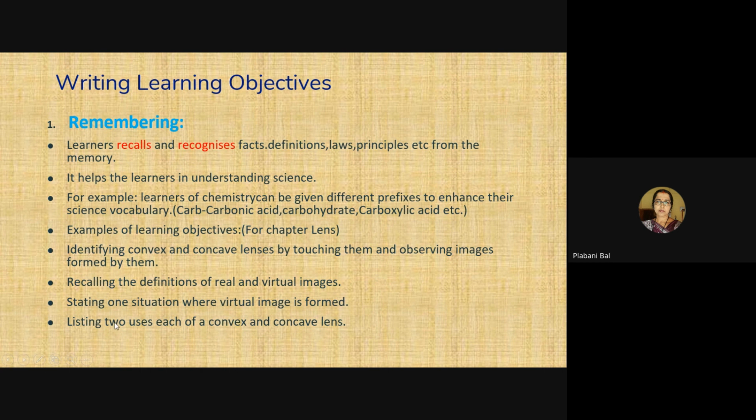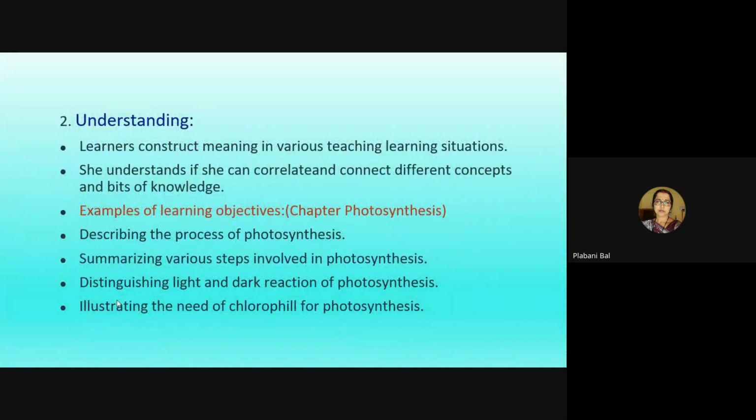These are the examples of how to write the objectives under different categories of the cognitive process domain. Then if you proceed to the next step, that is your understanding part, learners construct meaning in various teaching learning situations. She understands if she can correlate and connect different concepts and bits of knowledge.